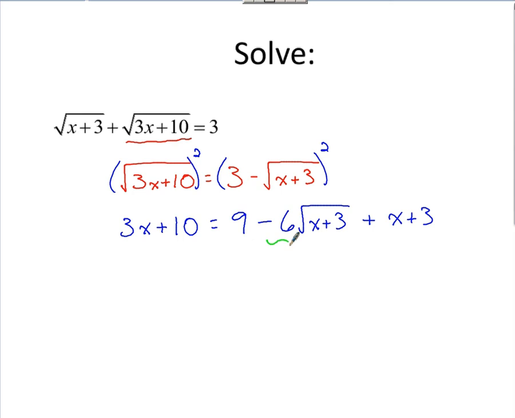Left with the radical expression. I want to isolate that radical expression, moving everything else over to the other side. So I'm trying to isolate negative 6 square root of x plus 3. If I move over my x to that 3x, that's going to be 2x. Let's see, you've got 9, you got 3, so 12. You're moving over 12 to that 10. Subtracting that 12 away, you got minus 2.